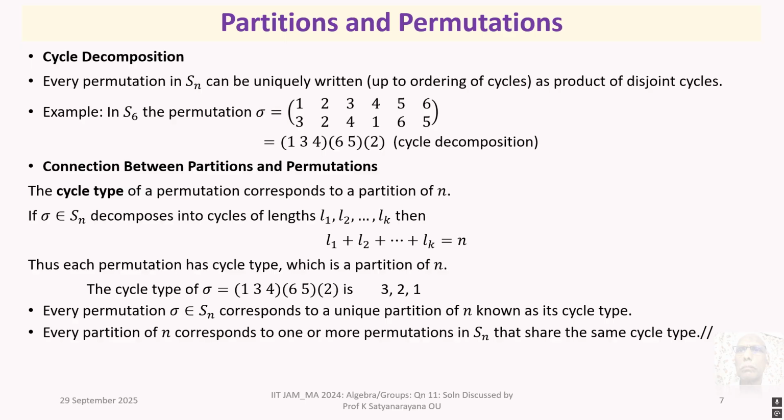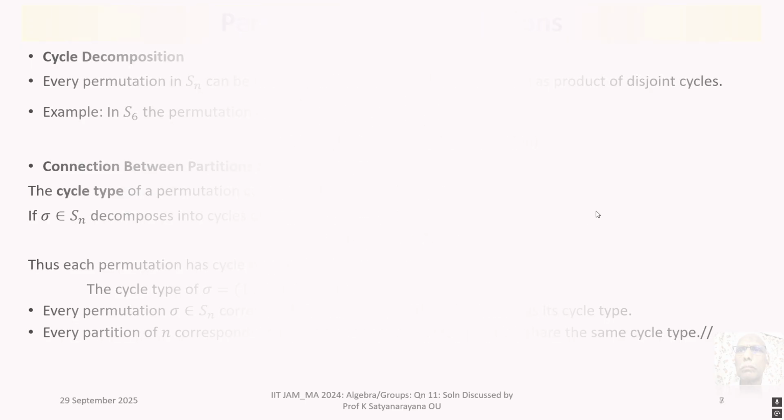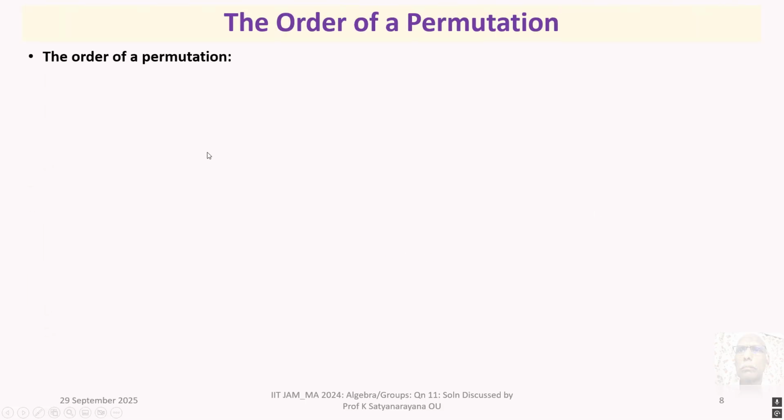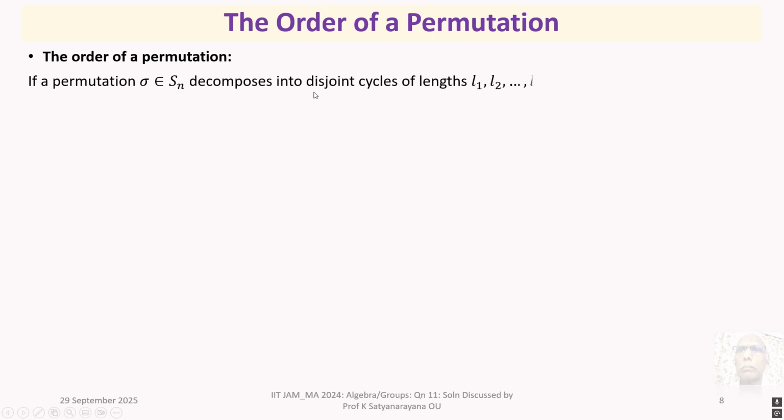Right. We continue in the next slide. The order of a permutation. If a permutation sigma belonging to Sn decomposes into disjoint cycles of lengths L1, L2, ..., Lk, then the order of sigma is equal to the LCM of L1, L2, ..., Lk.